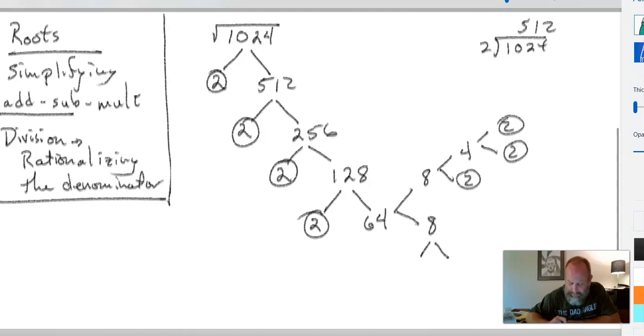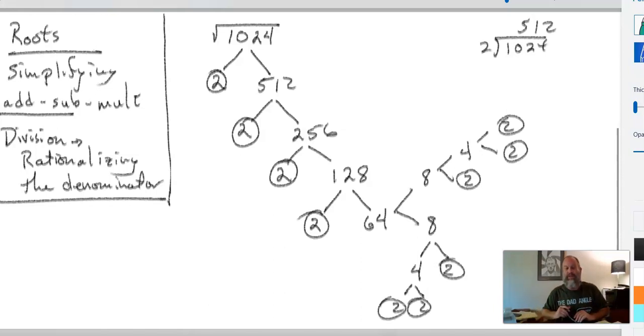And then we have to work out this one. So that's 4 times 2 and 2 times 2. Whew, that's a lot of 2's. This is a really even number, isn't it? Okay, so I got all my primes found. And now I just need to start sorting.